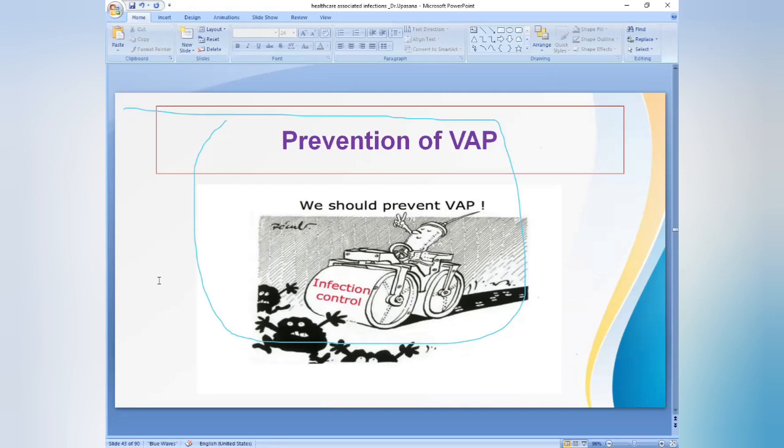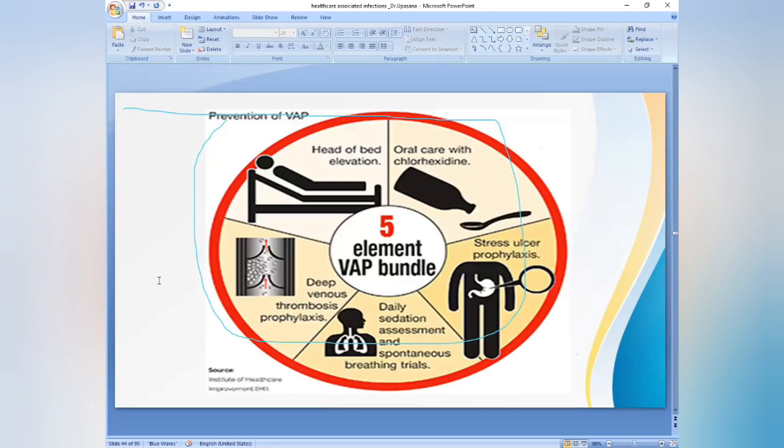So hand hygiene is a prerequisite for infection control. Talking about the 5-element VAP bundle, these are the 5 main elements. First is oral care with chlorhexidine. We need good oral care, brushing with toothpaste and with chlorhexidine gel. Then stress ulcers are very predominant in VAP patients because, lying down, they are more prone to gastric ulcers. So PPIs are very helpful for stress ulcer prophylaxis.